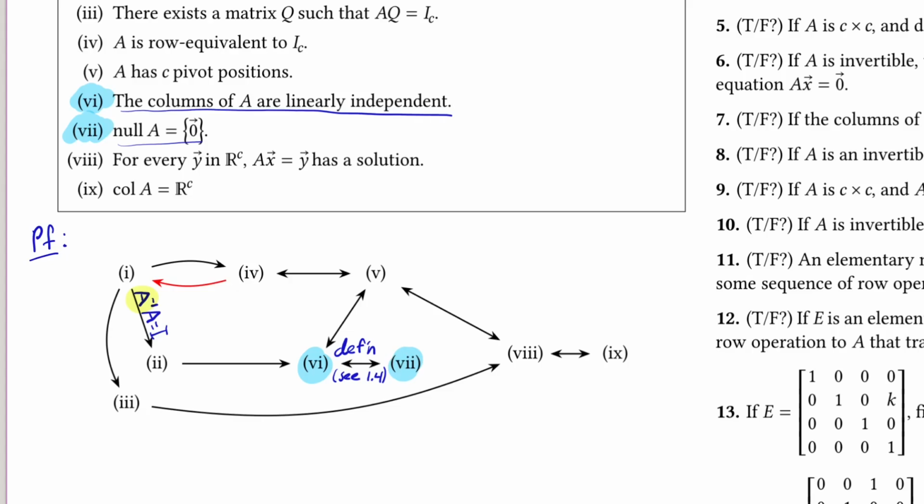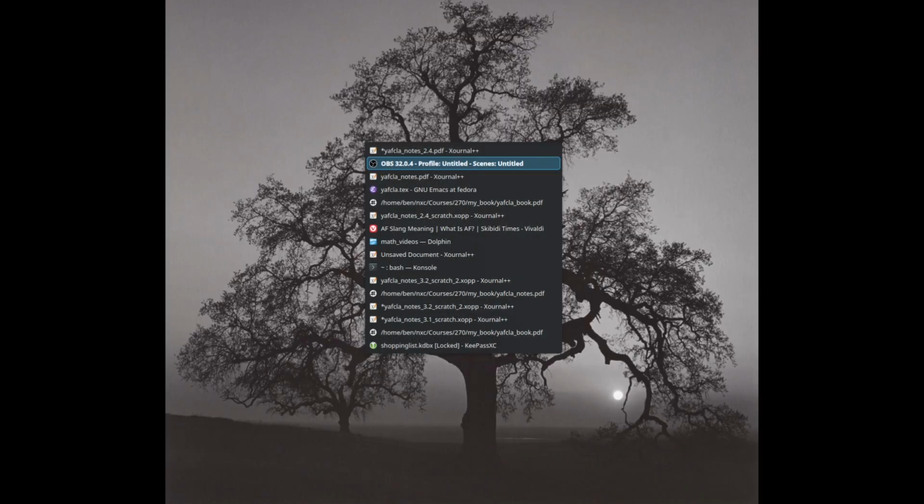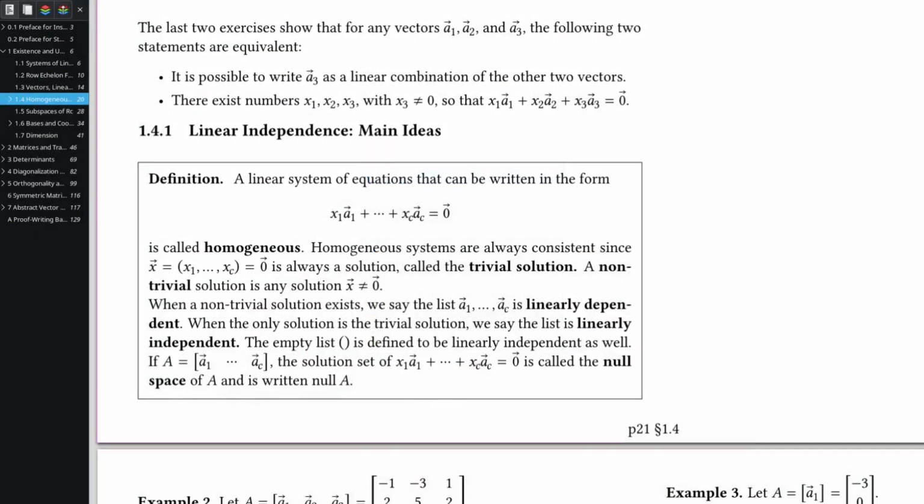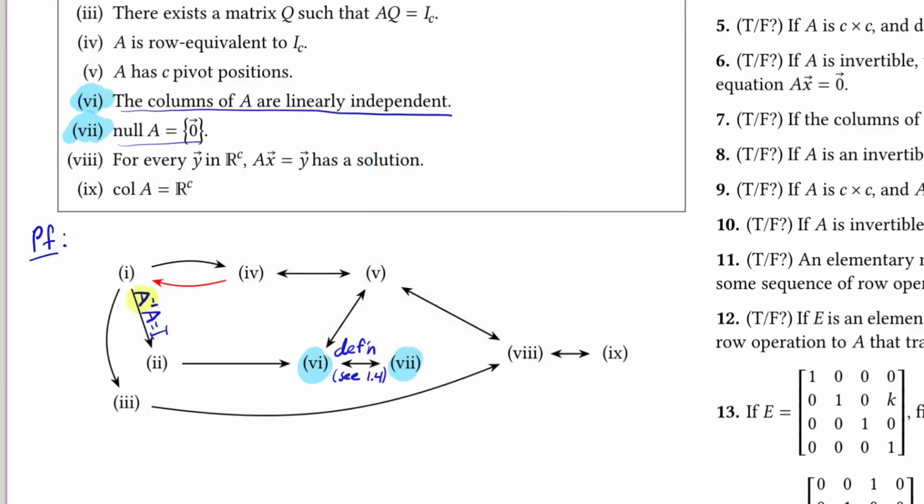A lot of this was done in 1.4. For example, at the beginning of 1.4, we have the definition of linear independence. We say a list is linearly independent if the only solution of this system of equations is the trivial solution. And the solution set of this we also call the null space. So it's kind of just a change of notation. So those are equivalent by definition.